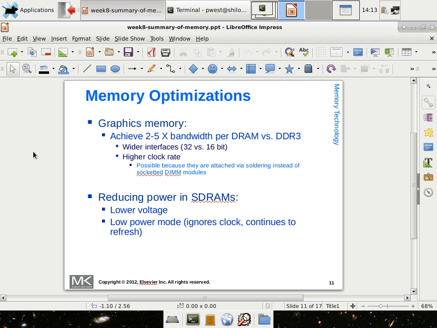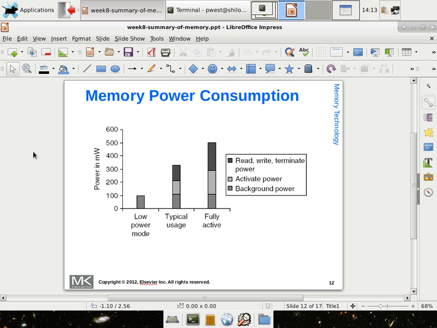Another thing to reduce power is, they keep lowering the voltage, but they usually also have a low power mode, where if you're not using it or you're not using a bank of it, because when we talk about banks, it's going to have different portions of memory, you can turn off your different banks or put them in low power mode until they're used. So in low power mode, it must take, for example, in this one, 100 milliwatts. Then maybe typical usage, about 300, fully active, up to about 500. But the idea here is that by adding a power mode to each bank, you can turn off certain banks to reduce power consumption, which is really important for your phone.